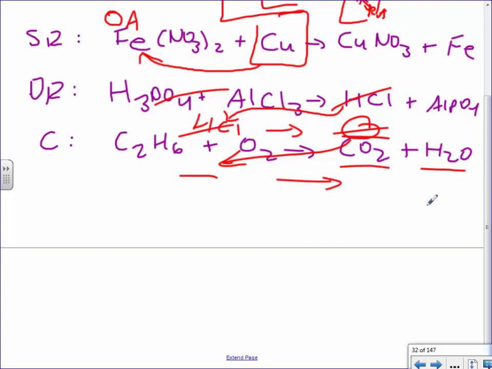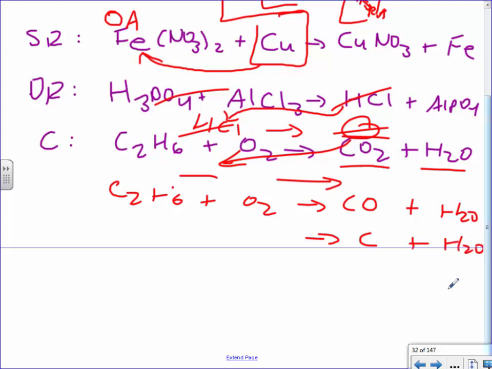But now we know that's not really true. Sometimes multiple reactions take place at the same time. For example, this could turn into CO2 and water. It also could turn into carbon monoxide and water. And it also could turn into just plain old carbon and water.